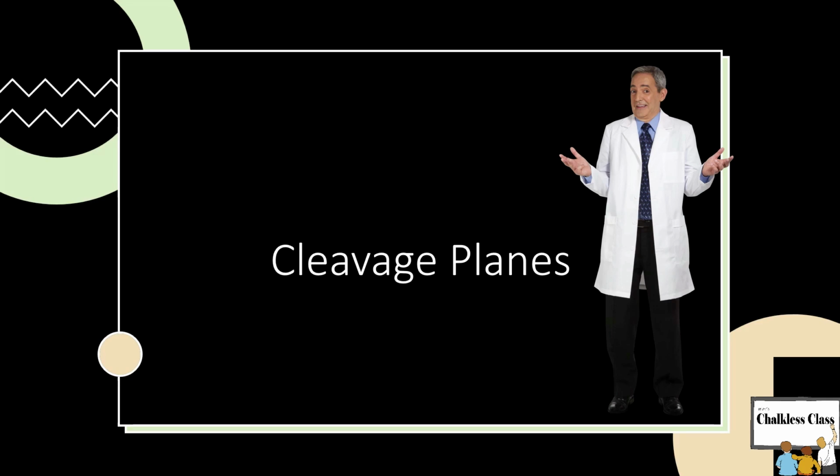Today's class is on planes of cleavage. The cleavage divisions occur in early embryonic stages. These divisions pass through specific directions called planes. In this lesson, the term egg is used to refer to an ovum or a fertilized egg.